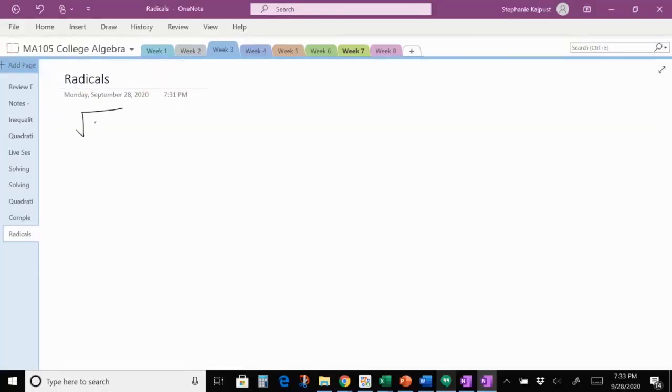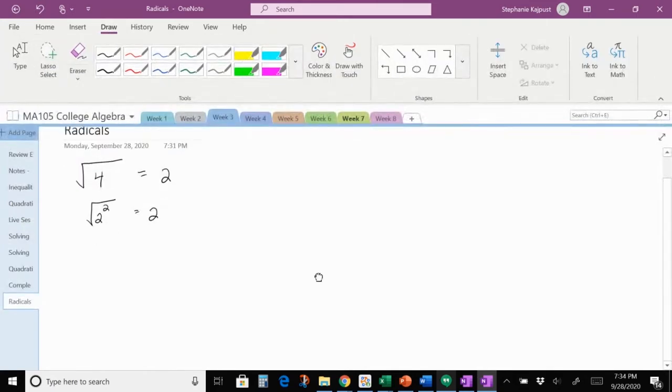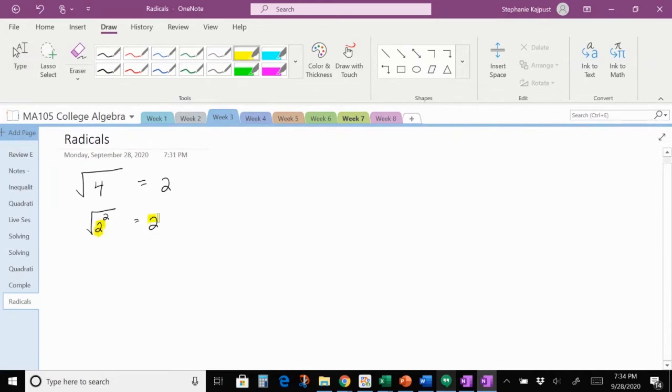So you've been taught basically that if you take the square root of a number, like the square root of 4 is equal to 2 because 2 times 2 is equal to 4. This is because if I rewrote 4 as 2 squared, the square root undoes a square and you're left with whatever the number is underneath. So this 2 corresponds to that 2, basically. The square root is undoing that square.